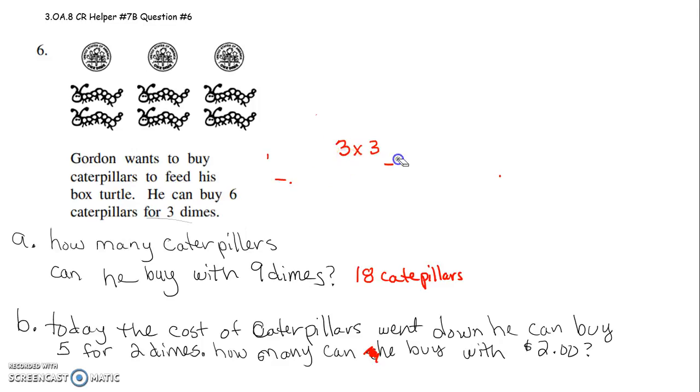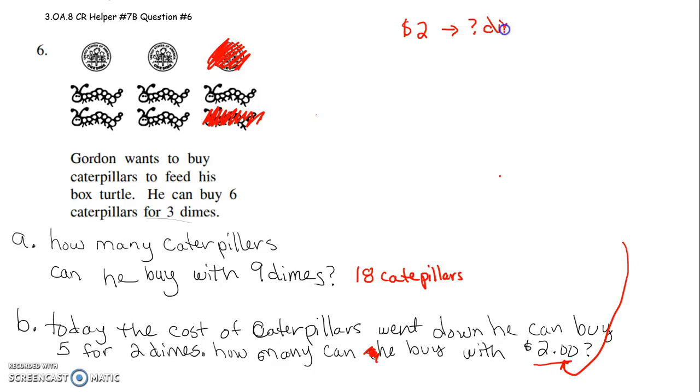So for today, visually, it would look like 2 dimes, so you don't have to use the 3rd dime. 2 dimes for 1, 2, 3, 4, 5 caterpillars. All right, so that's the visual, 2 dimes for 5 caterpillars. How many can he buy with $2? All right, well, how many dimes are in $2? That's what I first have to figure out. So in $2, how many dimes? $2 is how many dimes?